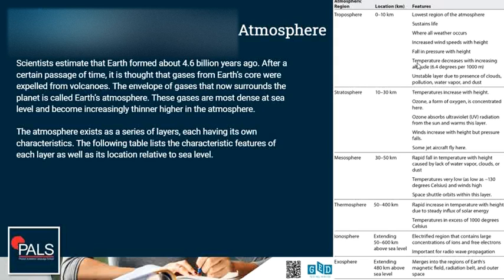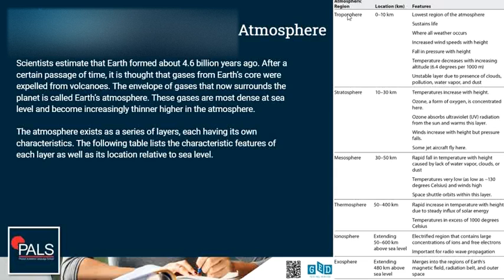The atmosphere exists as a series of layers, each having its own characteristics. The following table lists the characteristic features of each layer, as well as its location relative to sea level. We can see the different layers here.